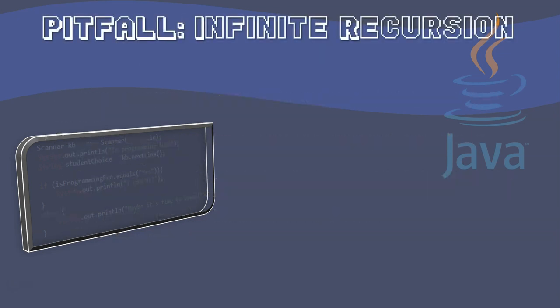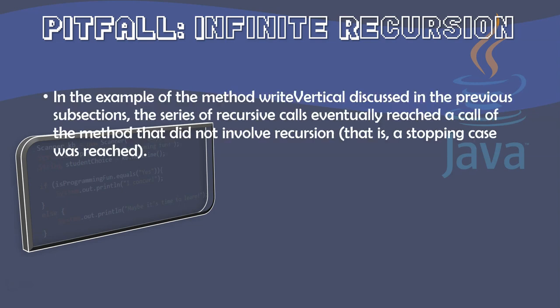Now, there is a pitfall with recursion, and that is infinite recursion. This is something that you, as a programmer, have to be aware of. In the example of the method right vertical, the series of recursive calls eventually reaches a stopping point, where it no longer has any recursion being invoked. So that's our stopping case.